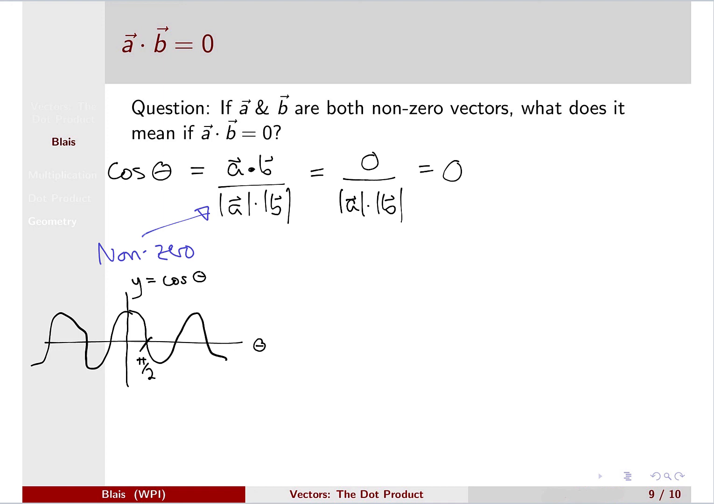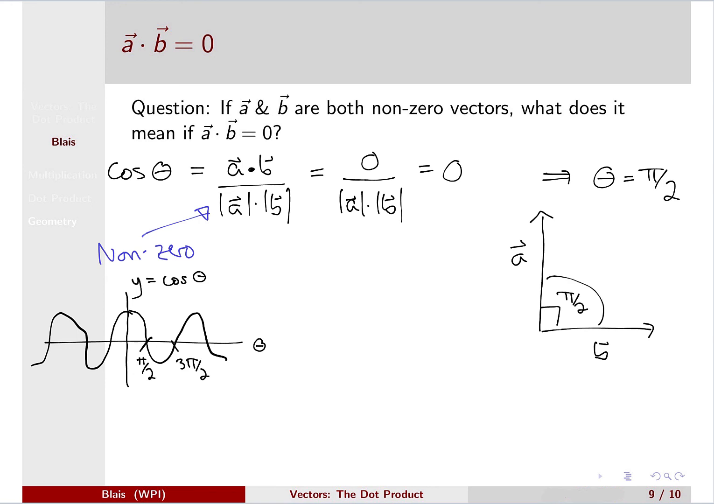So this means the acute angle between A and B is pi over 2. And recall, in degrees, that's 90 degrees. So that means A and B have this 90-degree angle. You could also think of it as being 3 pi over 2 if we were to measure the obtuse angle between the two.